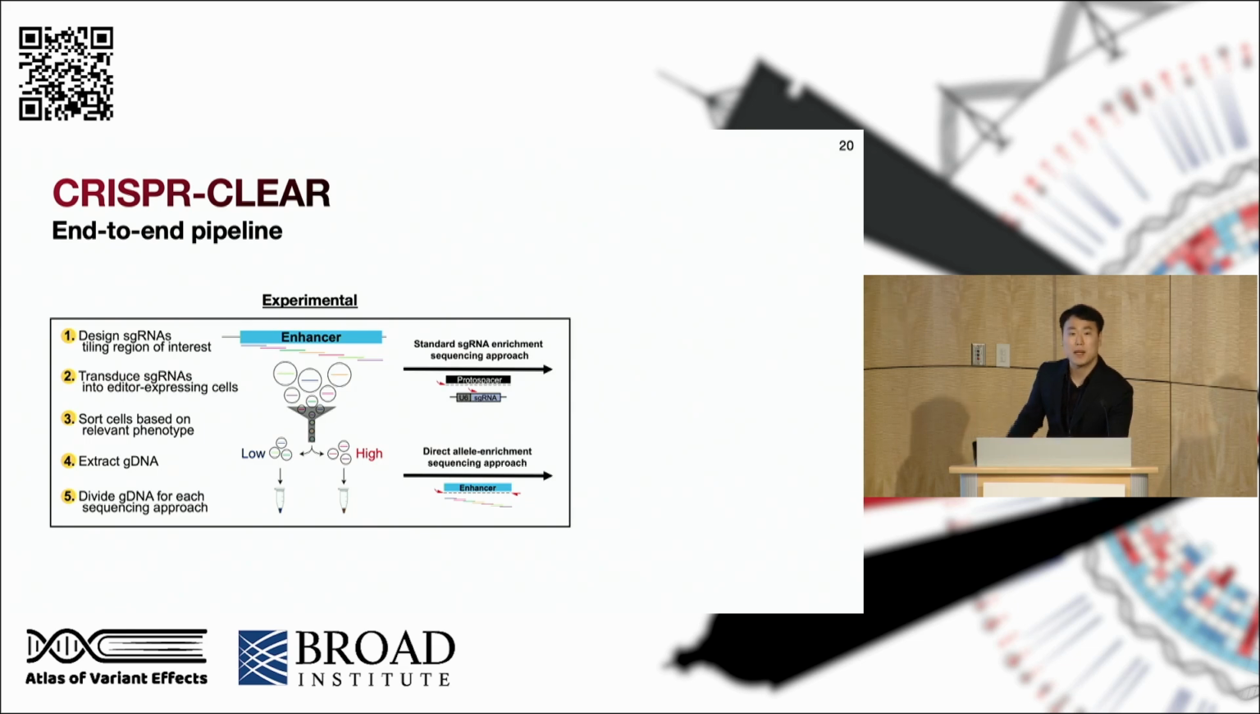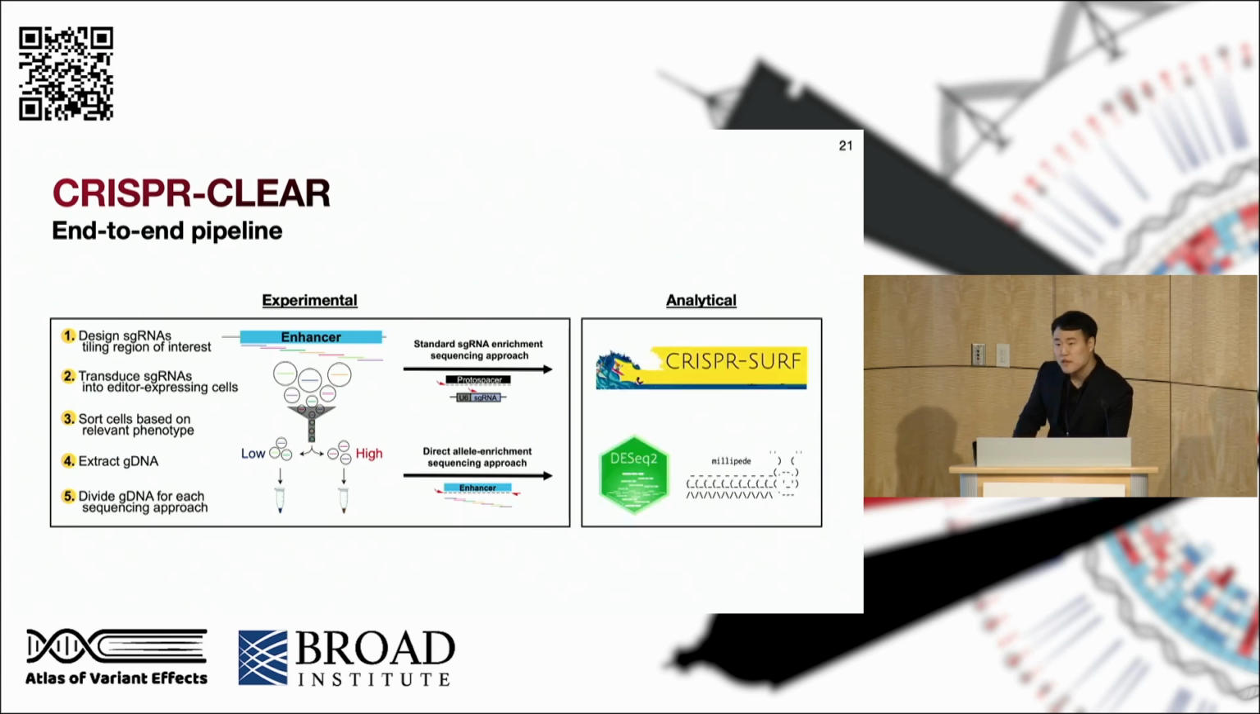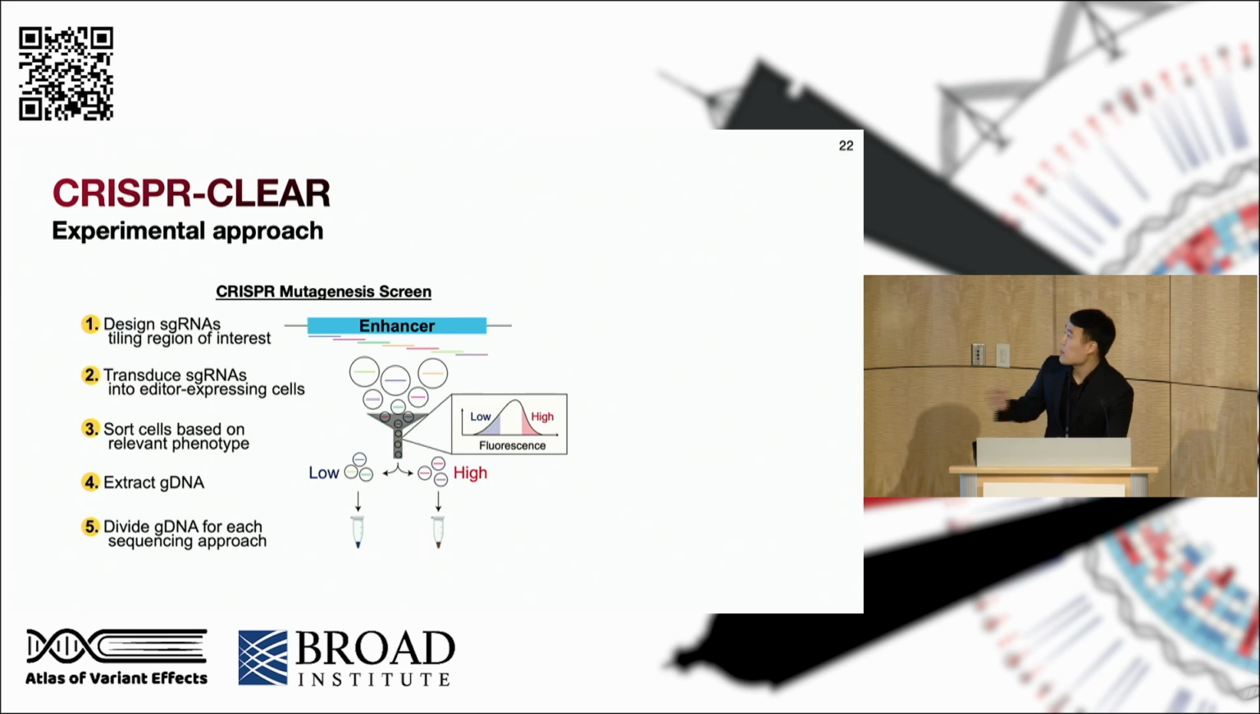CRISPR-Clear is an end-to-end pipeline encompassing both an experimental phase, in which we're generating two different outputs, one using the standard single-guide enrichment sequencing approach, and the other using our more novel direct allele enrichment-based approach. It also encompasses an analytical phase where we've designed several computational tools to process and better understand the outputs we have generated. The experimental approach is a typical CRISPR mutagenesis approach where we're designing single-guide RNAs tiling our region of interest. We transduce this guide library along with the CRISPR machinery into our cells of interest.